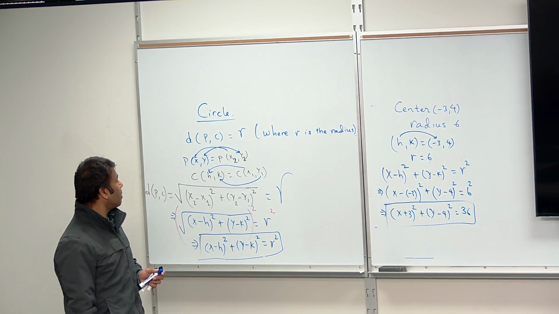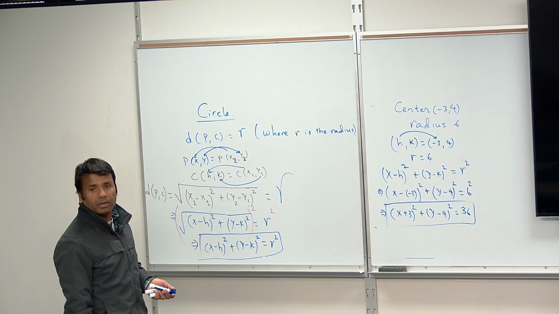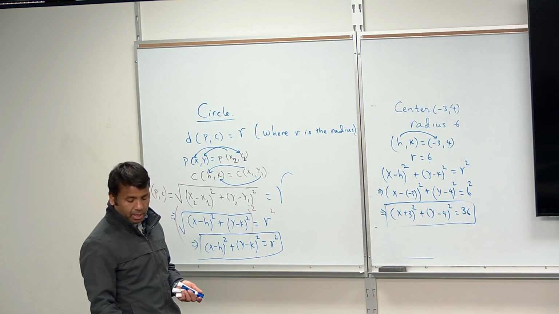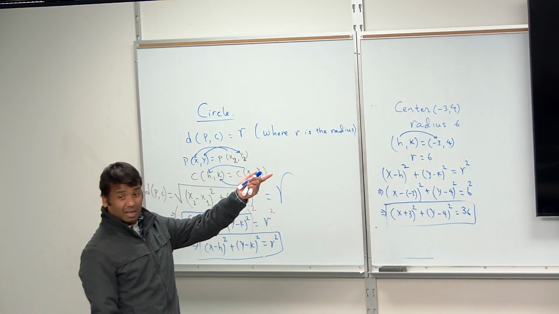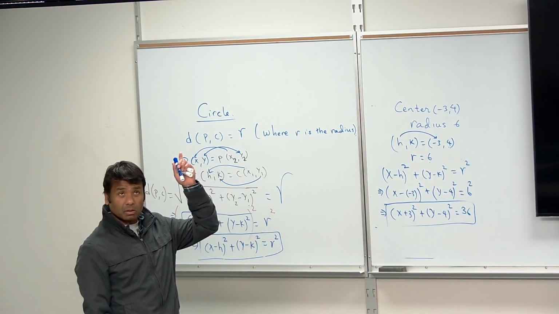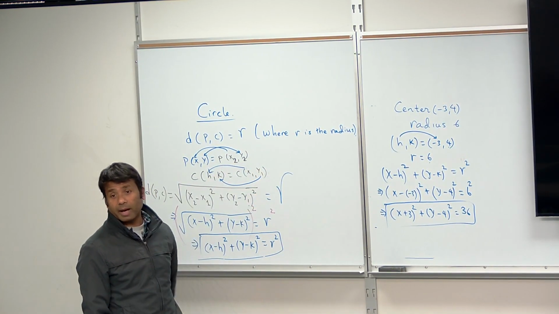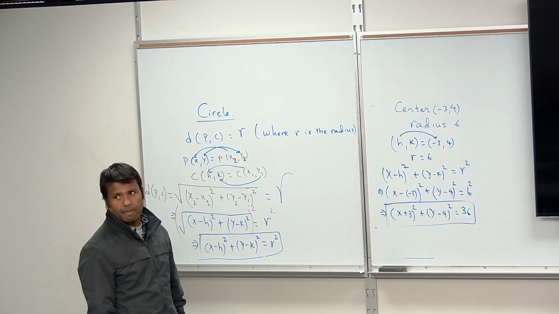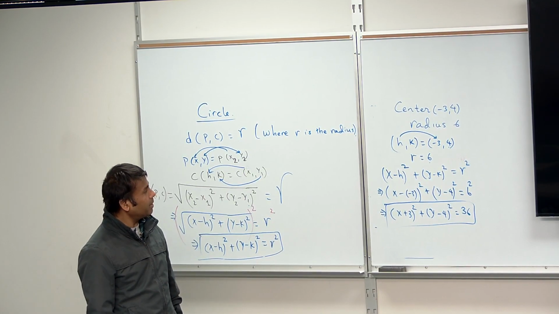Now center (0, 0) and radius 3. So you just plug in h equal to 0 and k equal to 0, and the radius is 3 unit. You see, x² + y² = 9. Did you get it? Good, guys.